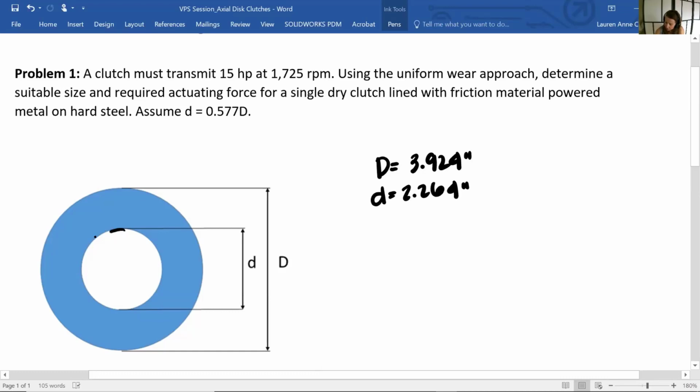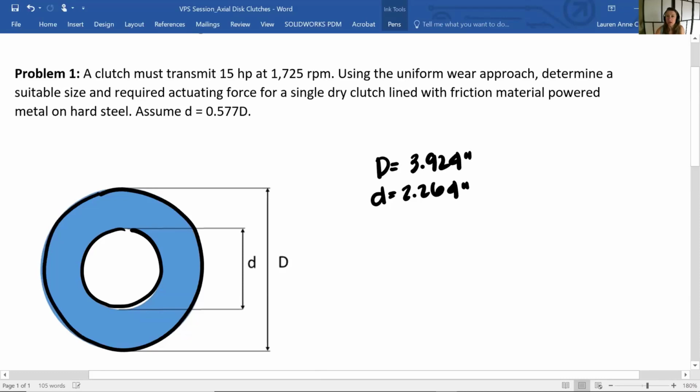That would be the required size of our clutch in terms of inside diameter and outside diameter, given the friction material and the assumption that we could generate the maximum pressure of 300 psi to transmit 15 horsepower at 1,725 RPM. Now I want to talk a little bit about where this assumption of little d equals 0.577 big D comes from.